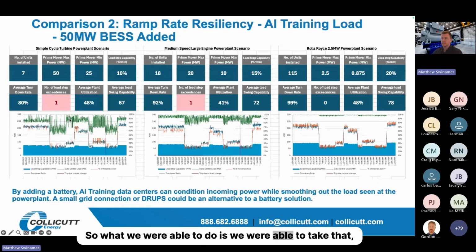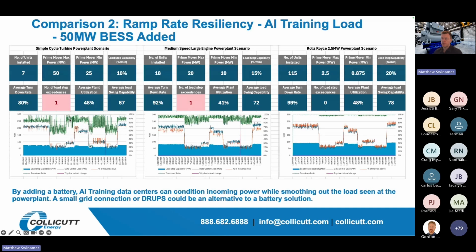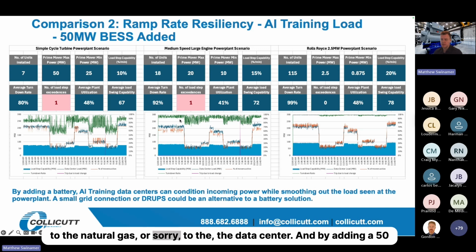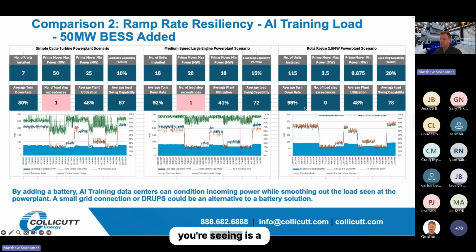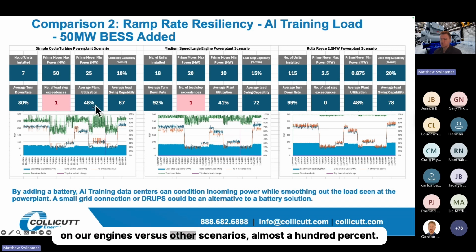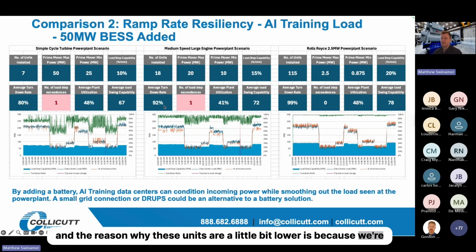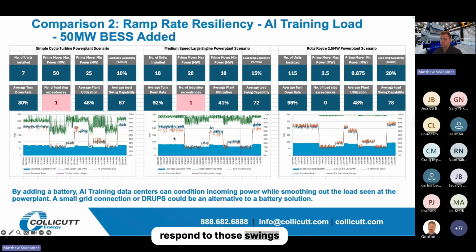So what we were able to do is take that previously directly coupled power plant to the data center. And by adding a 50 megawatt BESS, we were able to dramatically reduce the amount of load exceedances on all three scenarios. But most importantly, now what you're seeing is an average load on our engines of almost 100%, versus other scenarios. And that's because we're able to run these units much closer. The reason why these units are a little bit lower is because we're having to provide that extra power to the batteries to be able to respond to those swings.